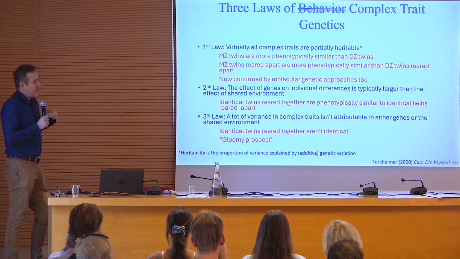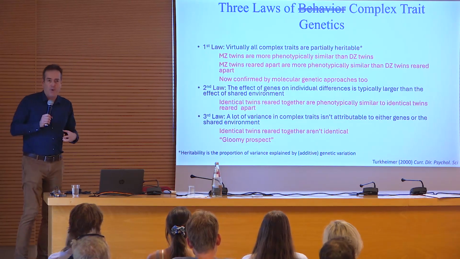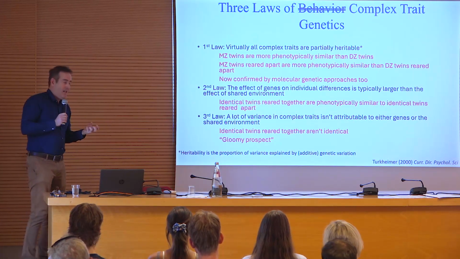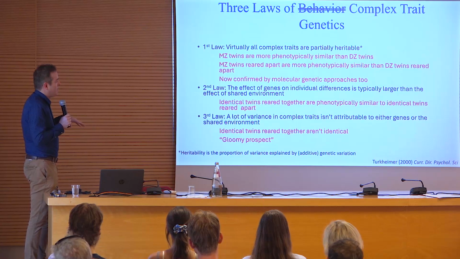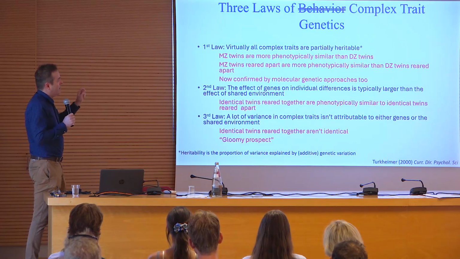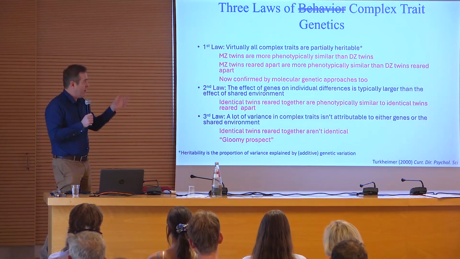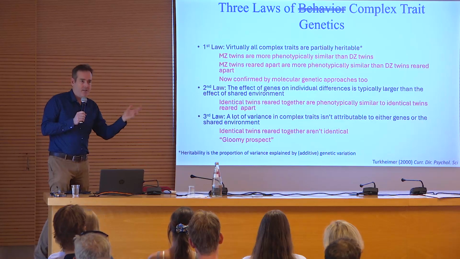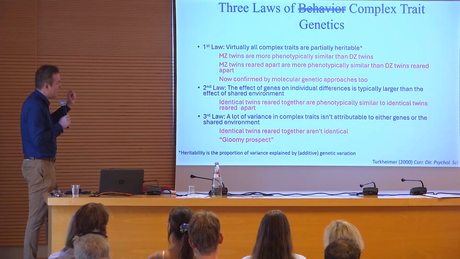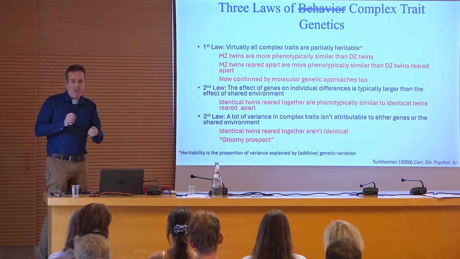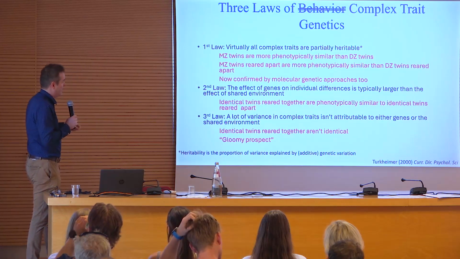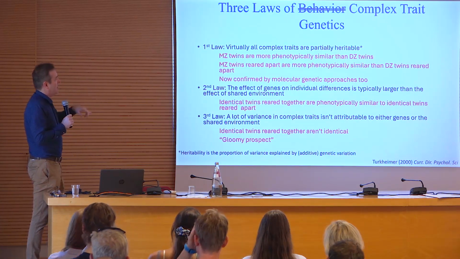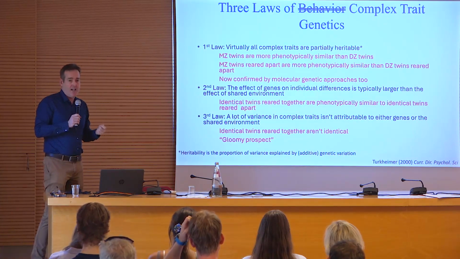After several decades of folks doing twin studies, Eric Turkheimer came up with the 3 laws of, well, he called them behavior genetics, but I'm going to call them complex trait genetics because it's basically the same. This summarizes the situation as we understood it in 2000. So the first law: virtually all complex traits are partially heritable.